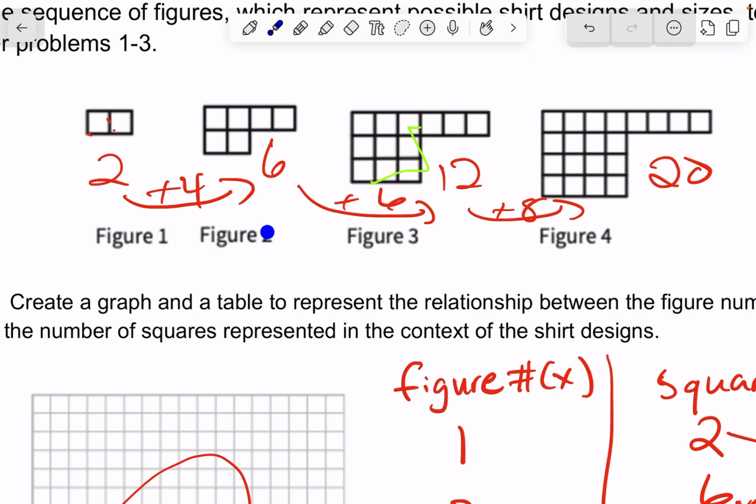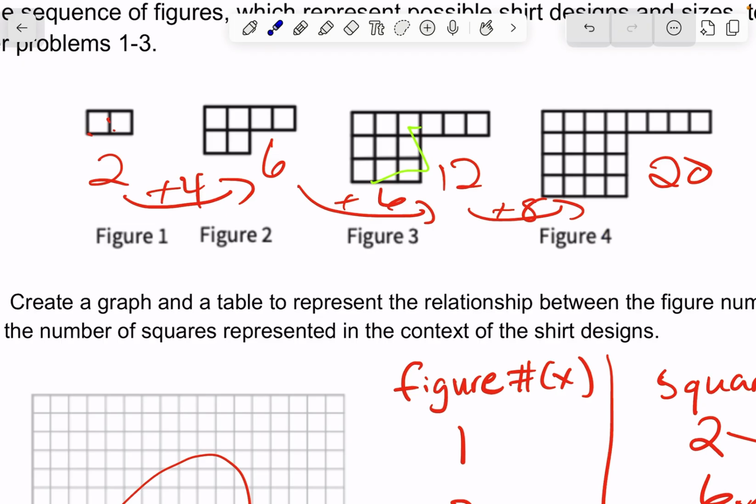If we multiply this by itself, 2 times 2, we get 4. 3 times 3 is 9. 4 times 4 is 16. And to that we have an extra row of squares that match our figure number, so that's going to be x. An extra row of x squares along the top. So that's plus 2, plus 3, and plus 4.